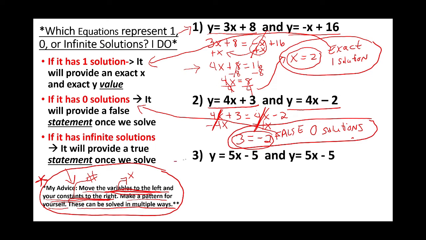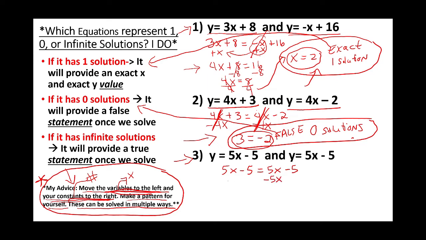Number 3. Set them equal to each other because we're trying to figure out if they cross or not. Number 1 is showing that they cross. They're crossing at x equals 2. Number 2 is saying that they never cross. Number 3, let's see what happens.